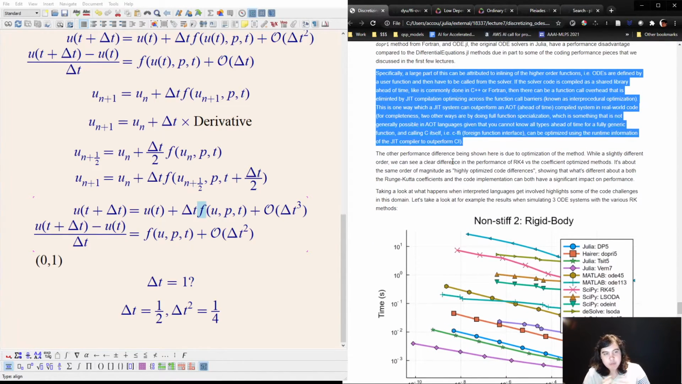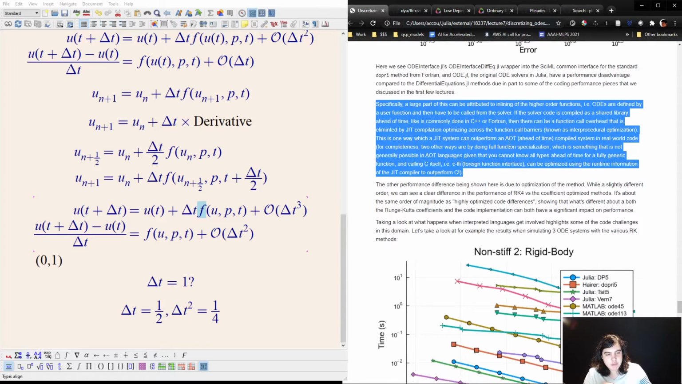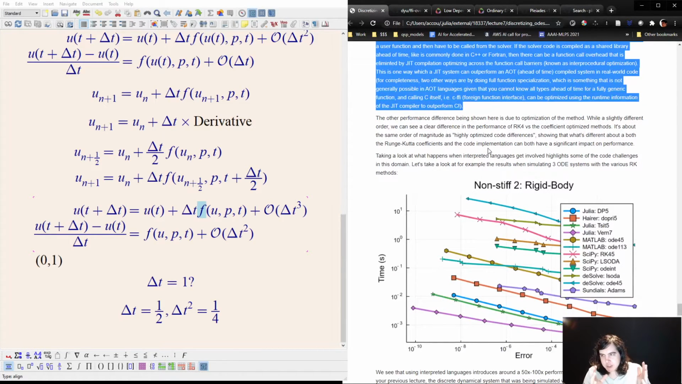So the other performance difference that is being shown is due to the method, right? And so yeah, well, I guess we did go over that. So just to kind of clean up the story here, you're going to ask, well, what is the difference from Matlab or Python, right? Because here the real interesting thing is you're defining your F. You define F in the language that you're using.